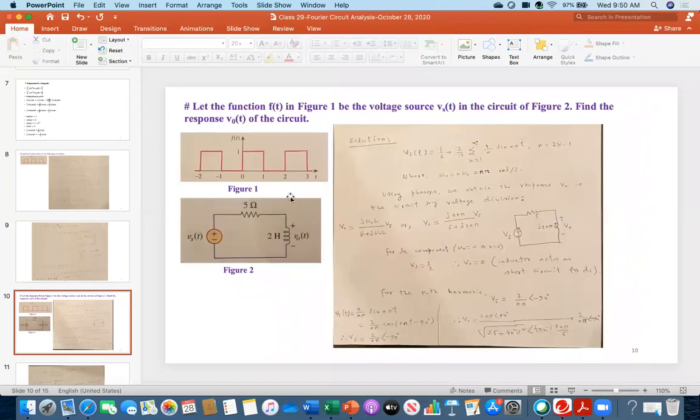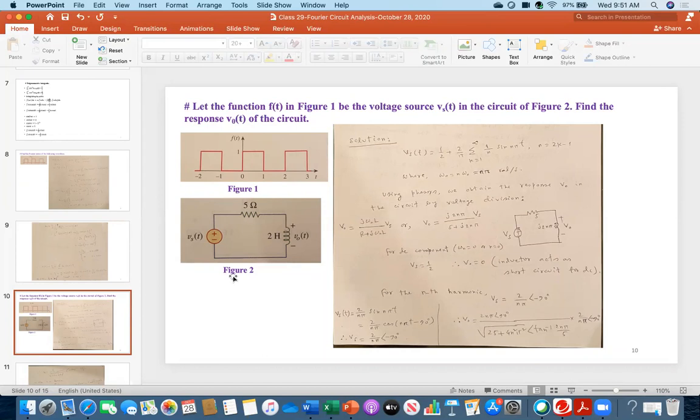Everybody see this one. Let the function f(t) be as in figure 1. This is figure 1. I mean, this is the function we actually did in the previous problem. With a voltage source Vs(t) in the circuit of figure 2, find the response V02 of the circuit.